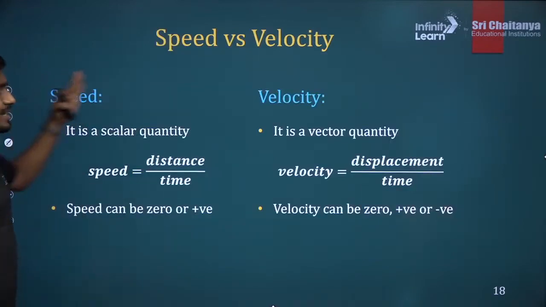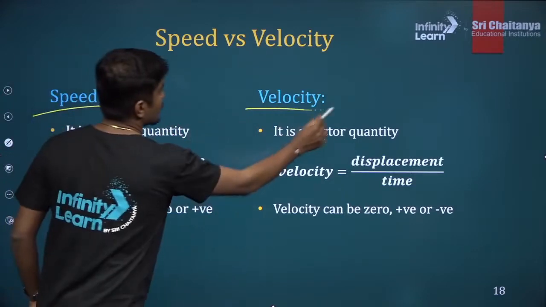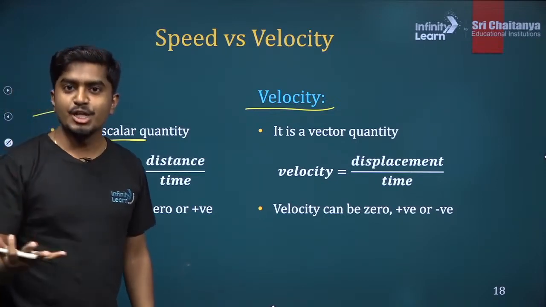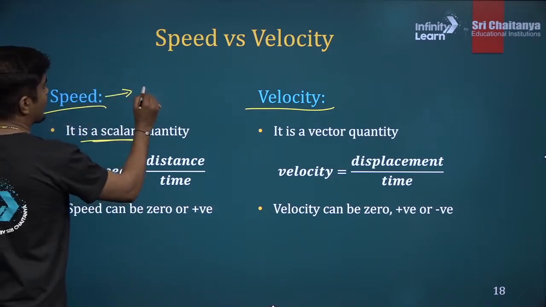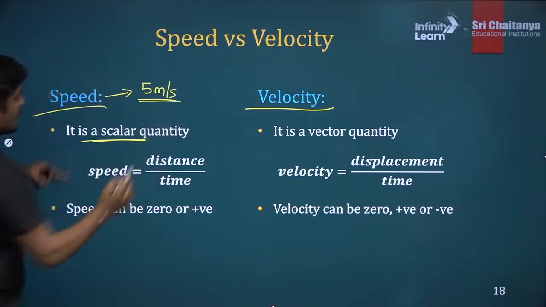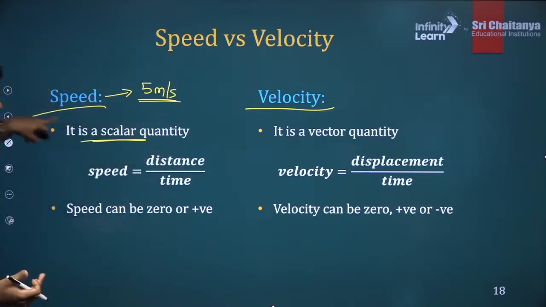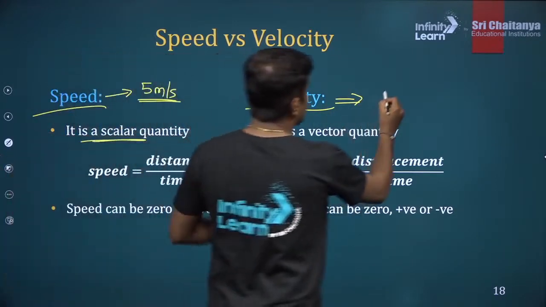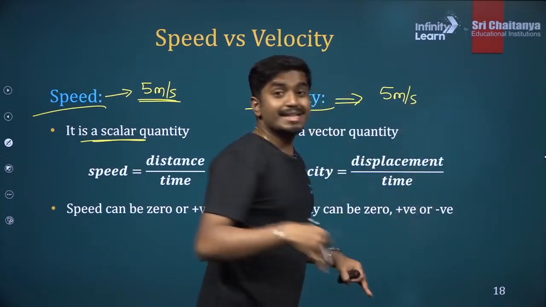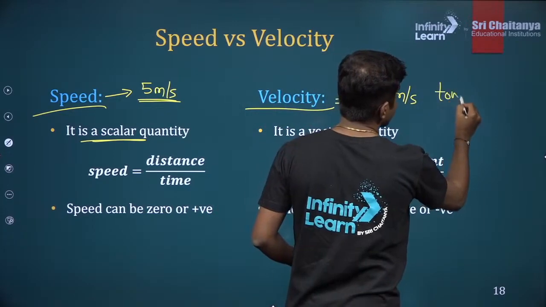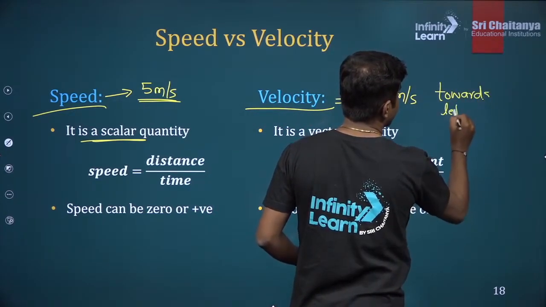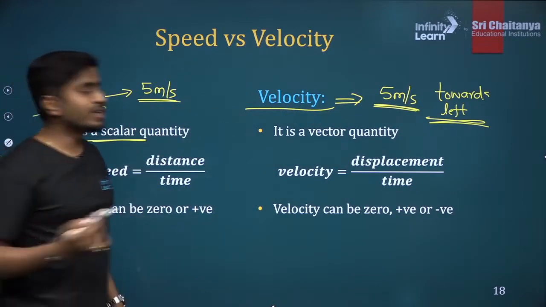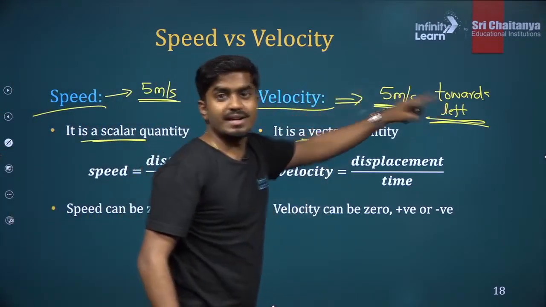Now these are the differences between speed and velocity. What is speed? It is a scalar quantity. That means it has only the magnitude, only the value, let's suppose the value is 5 meters per second. In speed you get only the magnitude. In velocity, you will have the magnitude and direction. For example, the magnitude is 5 meters per second, and then you write the direction, towards left. That is the reason velocity is a vector quantity. It has both magnitude as well as direction.